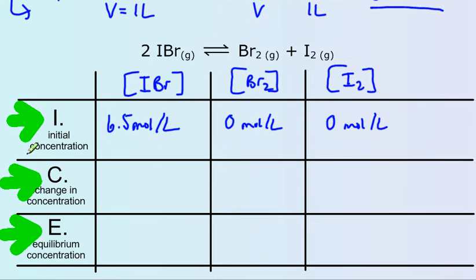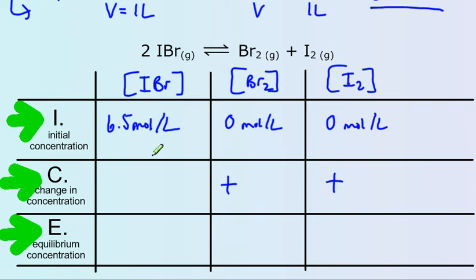Next, we draw our attention to the change line. How are these concentrations going to change over time? Well, for bromine and iodine, the only way these concentrations have to go is up. They are definitely going to increase because right now we don't have any. There are none. So we're going to write plus signs over here to indicate that those concentrations are going to increase.